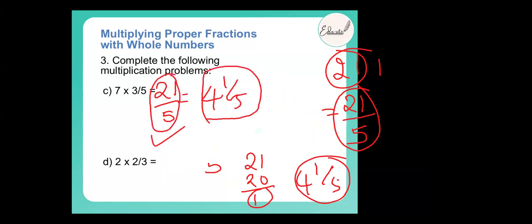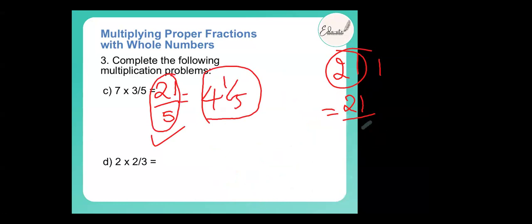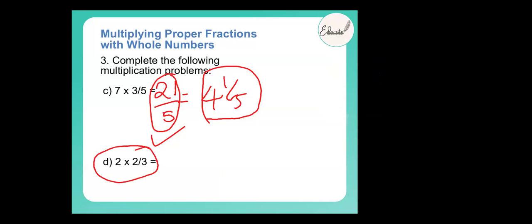Are you finding it easy, Anis? Yeah. Okay, that's great, mashallah. So you have the next problem, 2 multiplied by 2 by 3. How do you solve this? Wait, the answer is 21 over 5. Yes, it is 21 over 5, beta. The next one.